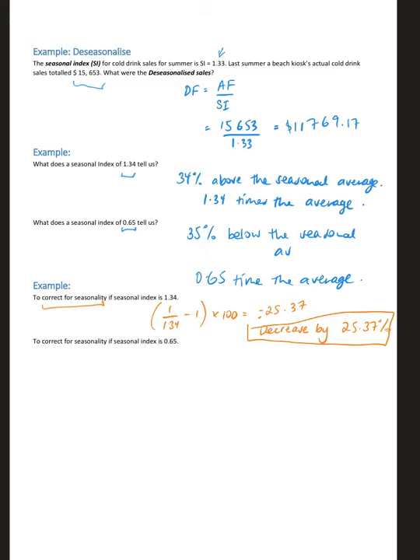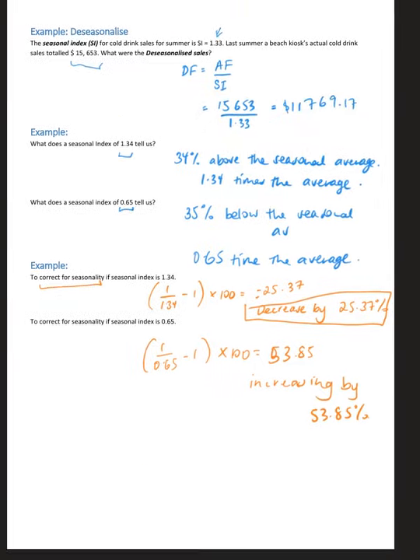All right. To correct for seasonality, the seasonal index is 0.65. So 1 over 0.65, minus 1, times 100 is equal to 53.85. It's a positive number, so we're increasing by 53.85%. Is that? Yes, that is the end of that.